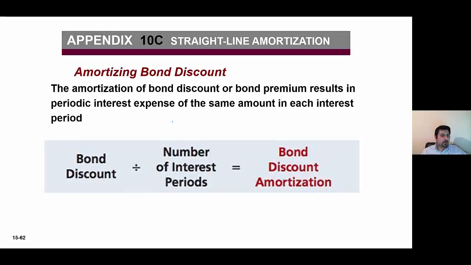Similar to before, when we did the straight line method of depreciation, we will divide this bond discount by the number of interest periods. This is basically the number of payments. Let's say that, like we said, it was a 5-year bond, and interest was paid semi-annually. It will be paid 10 times, so that would be 10. So this is basically the number of interest payments that would give us the bond discount amortization.